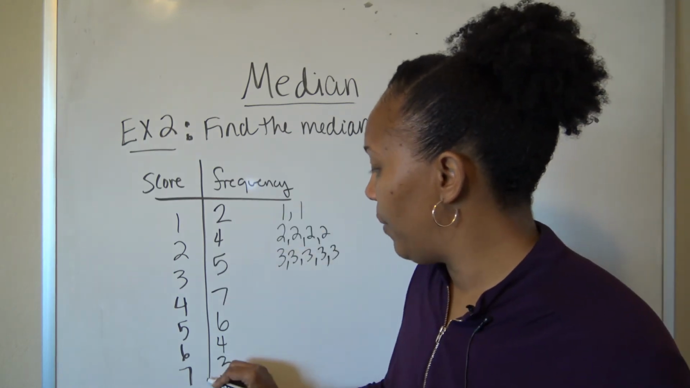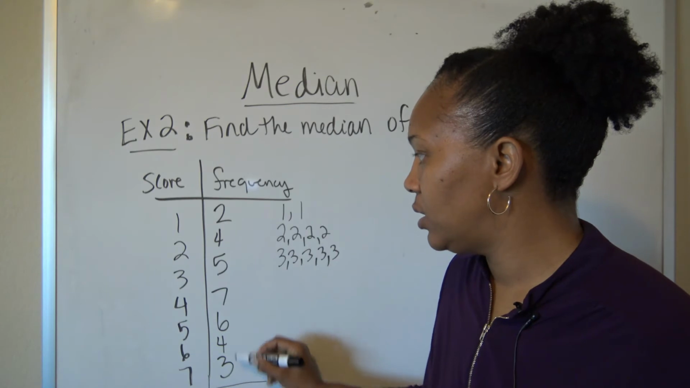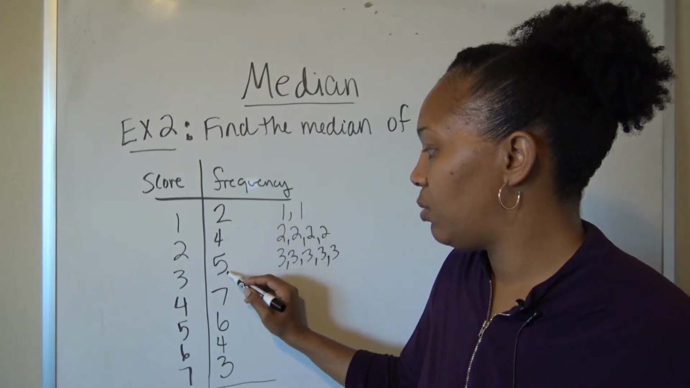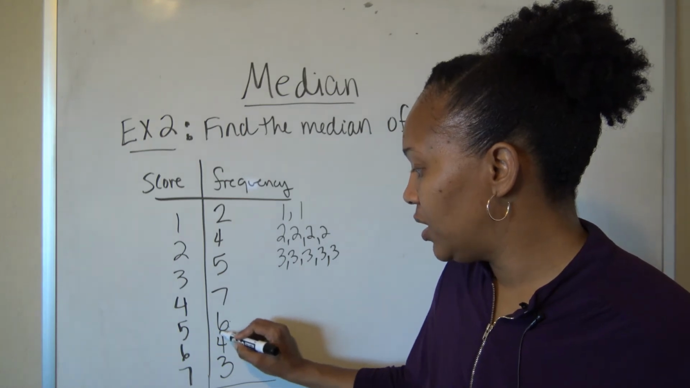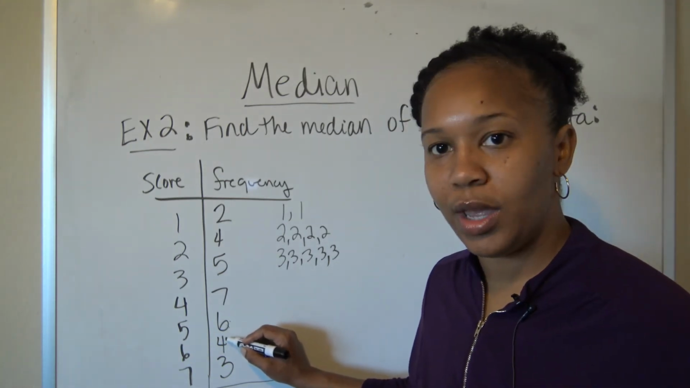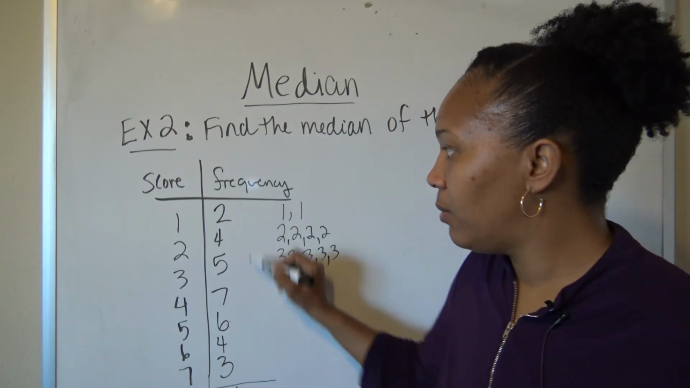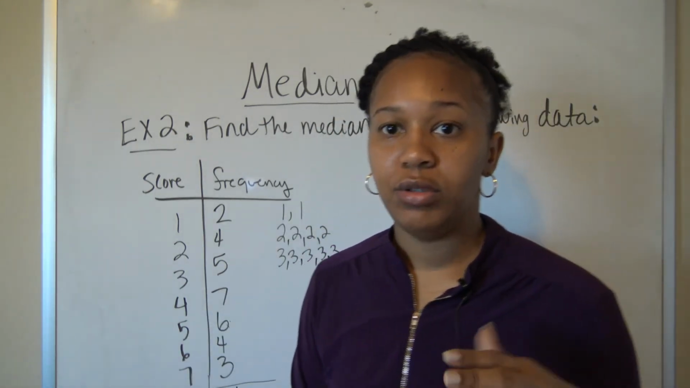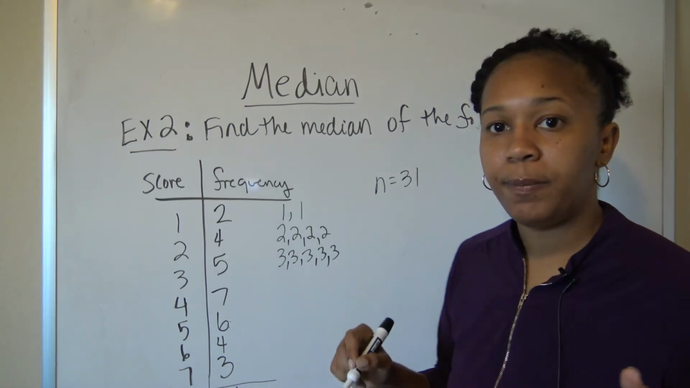So if I want to figure out how many data items I have, I will add up the frequencies. So 2 plus 4 is 6, 6 plus 5 is 11, 11 plus 7 is 18, 18 plus 10, because 6 and 4 is 10, is 28, 28 plus 3 is 31. So if you add up the frequencies, that gives you the total number of numbers. So your N is equal to 31.